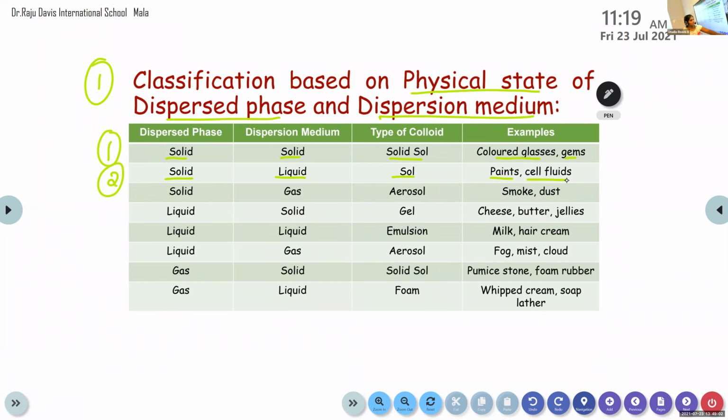Gauri, can you tell me which one is the fluid in our body? Blood. Yeah, blood. It is considered as a colloid. It is not completely dissolved, it is dispersed.